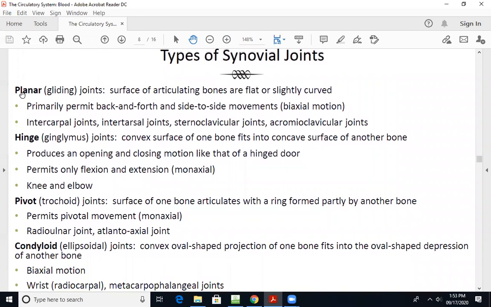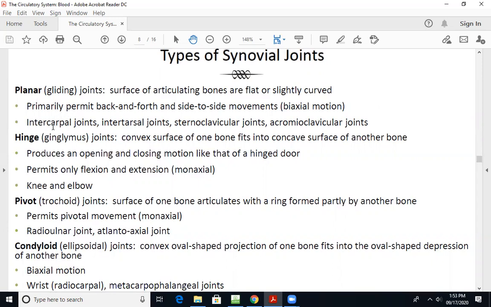First type we call planar joints, also known as gliding joints. These are joints in which the surfaces of the articulating bones are flat or slightly curved, which permits back and forth and side-to-side movements, which makes it biaxial. Remember, the prefix bi always means two, so it allows motion in two axes. Back and forth, that's one axis, side to side is another axis. Examples would be the intercarpal joints.